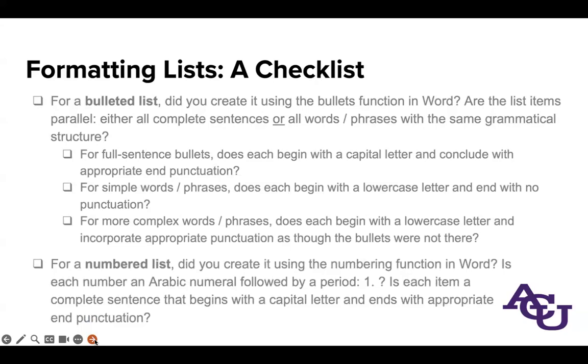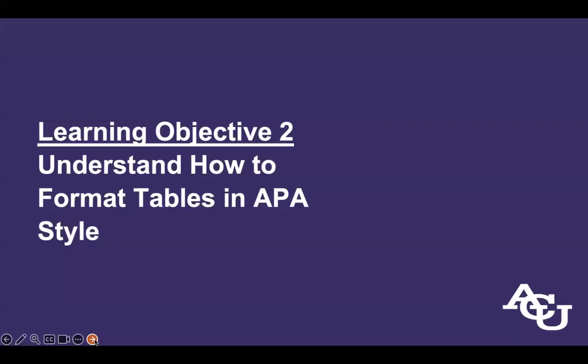And last was our numbered list. Did you create it using the numbering function in Word? Is each an Arabic numeral followed by a period? And is each item a complete sentence that begins with a capital letter and ends with appropriate end punctuation? So Sarah and I are going to go through using this list a little bit later so you can see how it works. But first, we're going to talk about how to format tables in APA style.